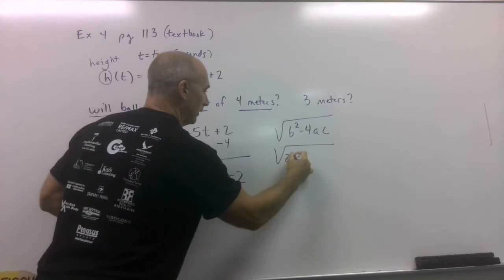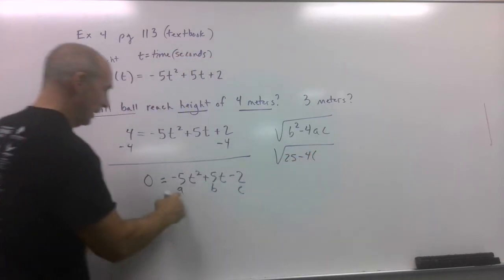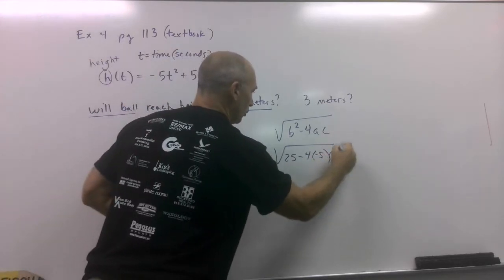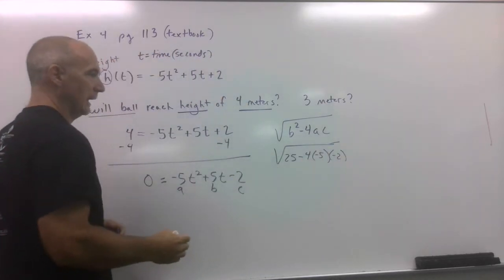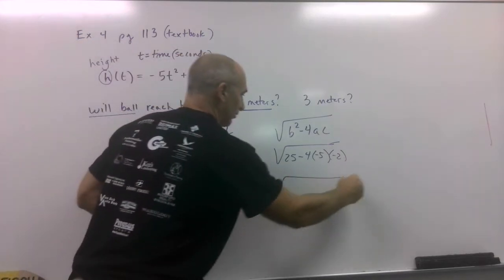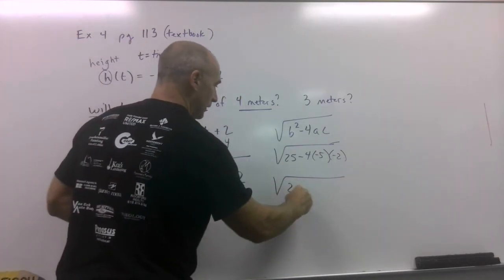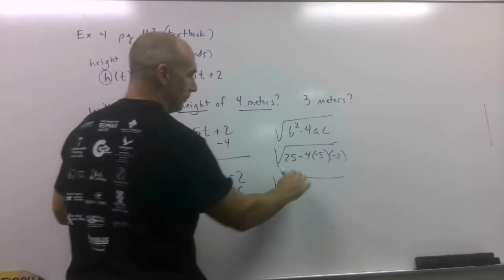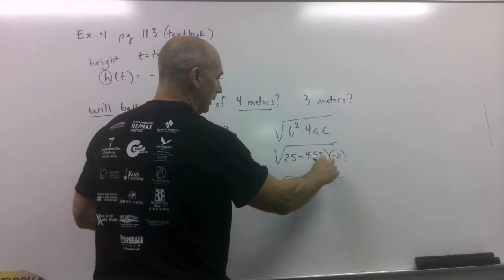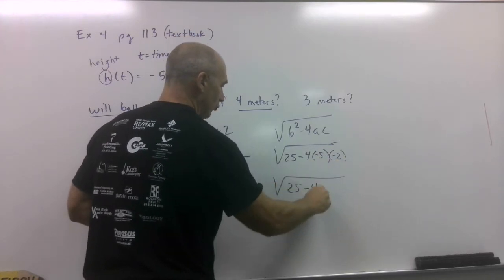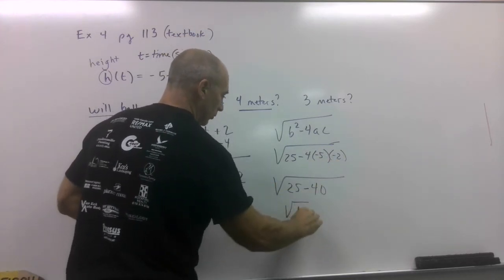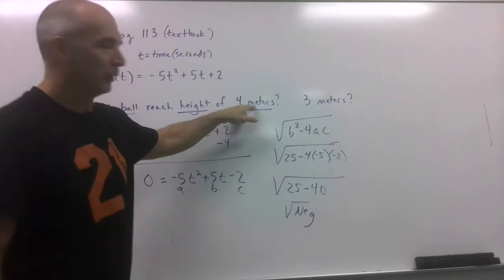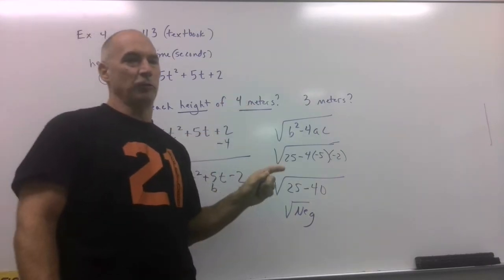So b squared is 25 minus 4 times a, which is negative 5, times c, which is negative 2. And we look at this and we say, hey, we got the square root of 25. Now a negative times a negative times a negative is going to give us a negative. Now I'm going to forget about the negatives. 4 times 5 is 20. 20 times 2 is 40. As you can see, we're going to get the square root of a negative, which means, guess what? Mathematically, it's not possible. Therefore, it doesn't reach the height of 4 meters.